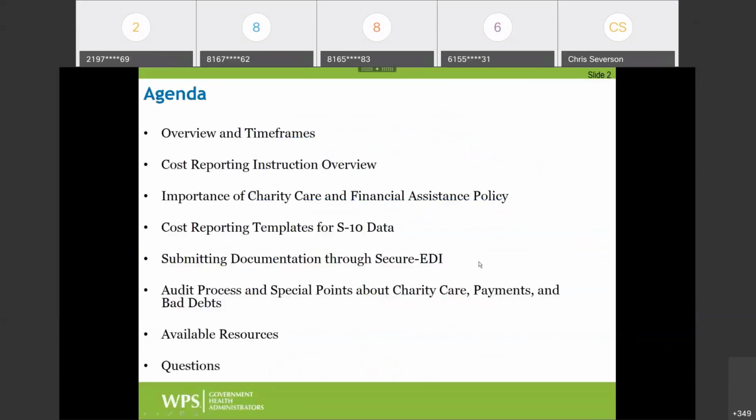Just as an agenda, now this is similar to the agenda document that I sent out before. We're going to go through the overview and time frames related to the S-10 audits, the cost reporting instruction overview, and that'll make up a pretty good chunk of the time for this session. Then we'll talk about the charity care and financial assistance policies, cost reporting templates. We'll spend some time going through those, what to expect with the actual Excel spreadsheet, the charity care questionnaire that comes with it, all of that.